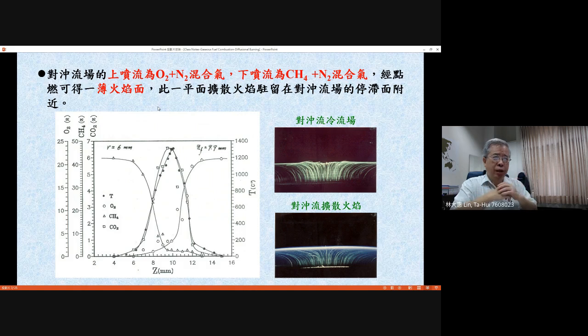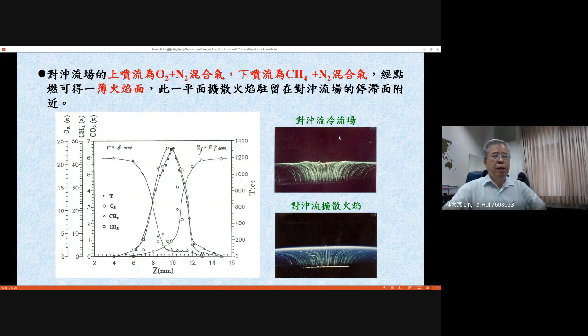Okay, then we just try to mix a certain amount of nitrogen to balance with the upper burner, because when you look at the upper burner, they supply the oxygen and nitrogen mixture, right? And the momentum is relatively large, and you need to have some nitrogen coming from the lower burner to balance the momentum of the upper jet.